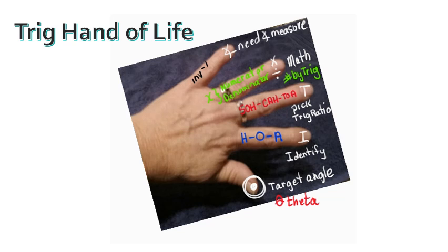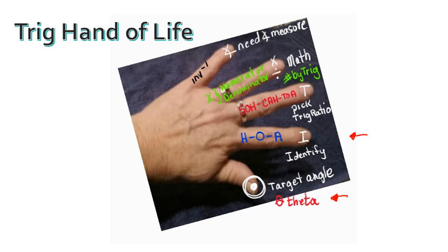The important thing here is to remember to always set your triangle up using the trig hand of life. Each finger is a step in how you're going to use the trig, with the 4th and 5th finger being how you're going to use the trig. Remember to always make a target. That's the first thing you do. The target angle, the theta angle, the angle that you're going to deal with. Next, identify your hypotenuse, your opposite, your adjacent, your HOA.